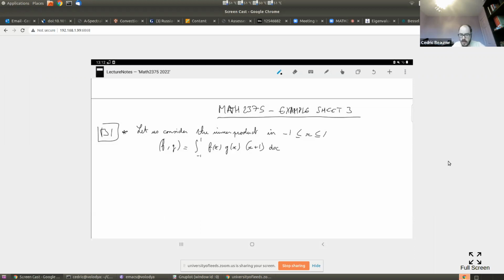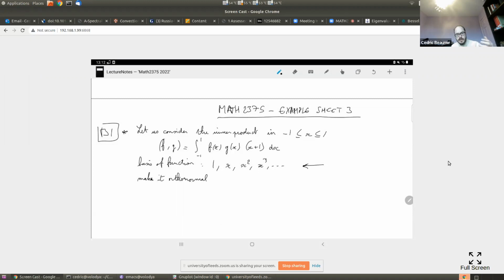And what we're saying is that we're considering a basis of functions, which is a set of polynomials, right? Which is 1, x, x squared, x cubed, etc. What we want is to make this basis of functions orthonormal, right? Make it orthonormal.